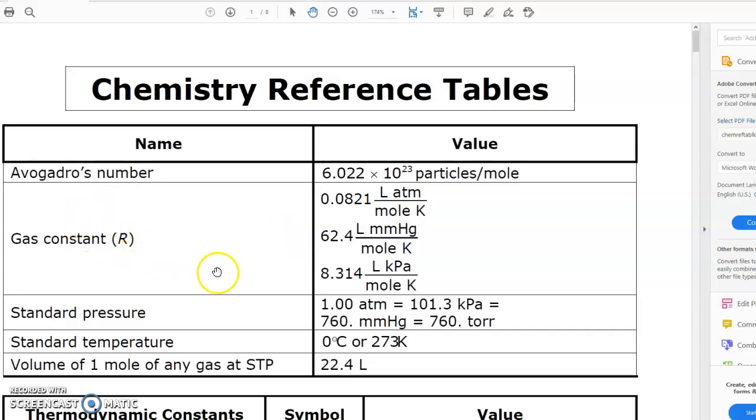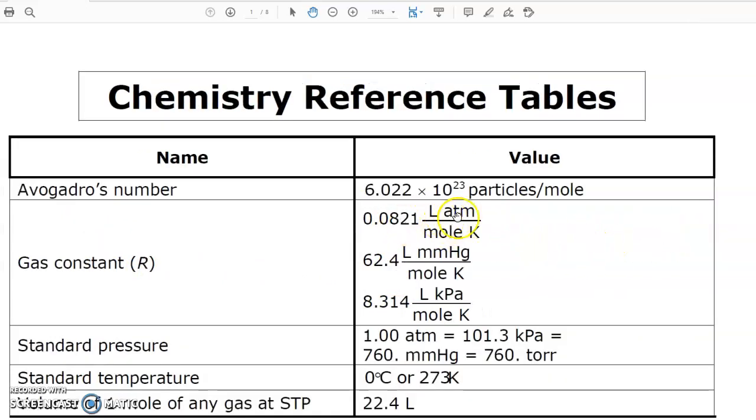All right, here you go. So here's the gas constant. There's 3 different versions of it. So there's the liters times atmospheres over mole Kelvin version, which is 0.0821. There's the liters times the millimeters of mercury over moles Kelvin version, that's 62.4. This also works for torr because remember, 760 millimeters of mercury and 760 torr are identical.